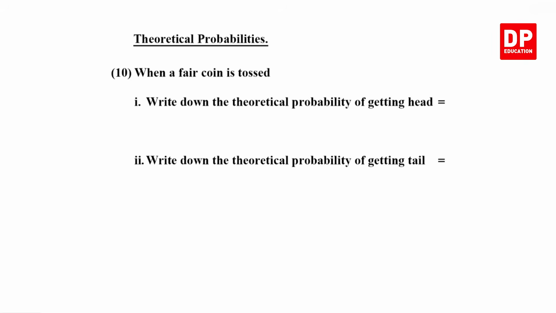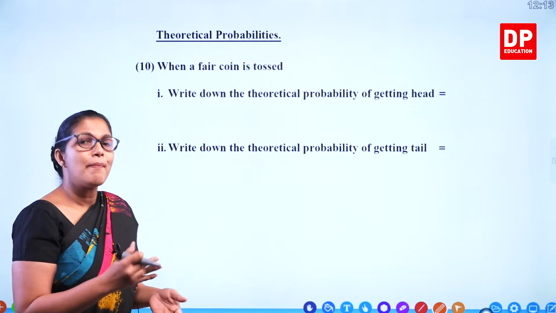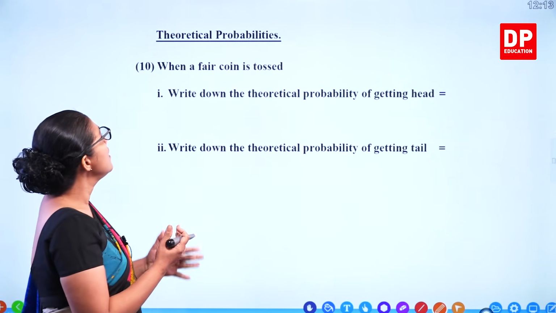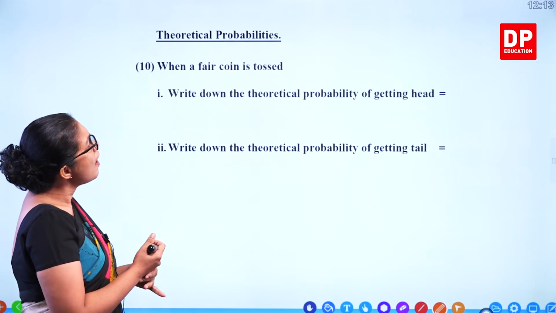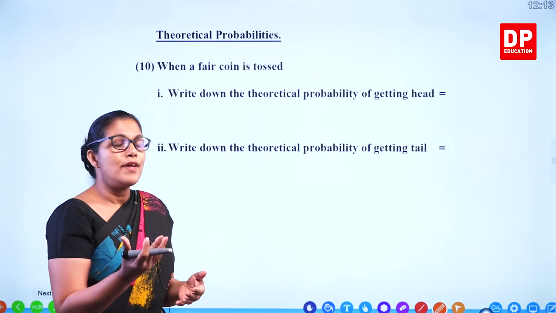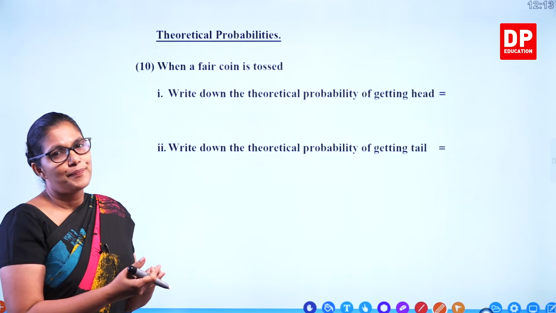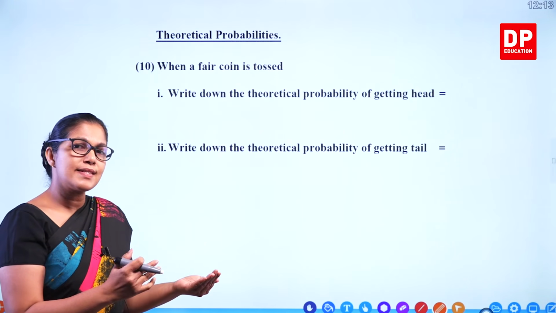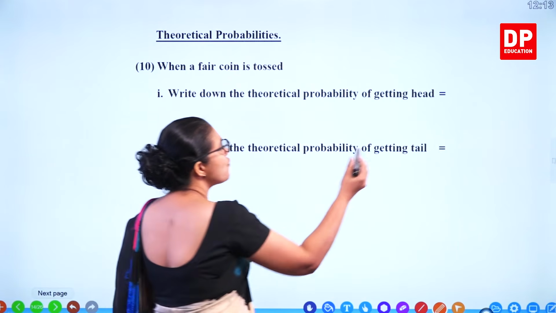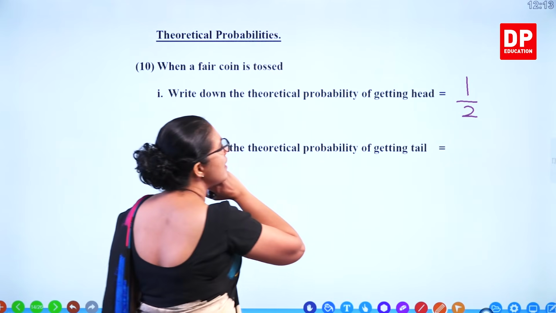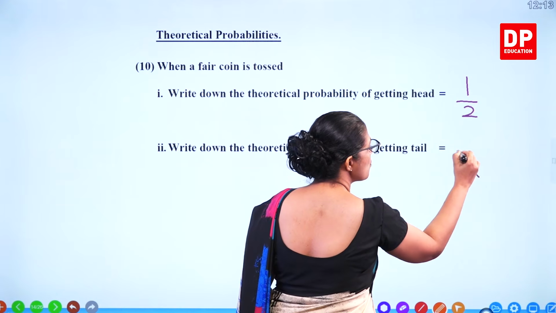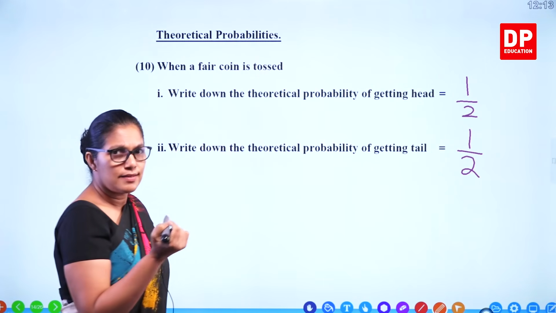Theoretical probability means you don't need to do an experiment. By observing the sides of the object, you can find out the theoretical probabilities. When a fair coin is tossed, write down the theoretical probability of getting head. We know when you take a coin, 2 sides are there. Out of 2 sides, one side is tail and the other side is head. So out of 2, you are getting 1 head. What's the theoretical probability of getting tail? Out of 2 sides, one side is tail. So that's half.